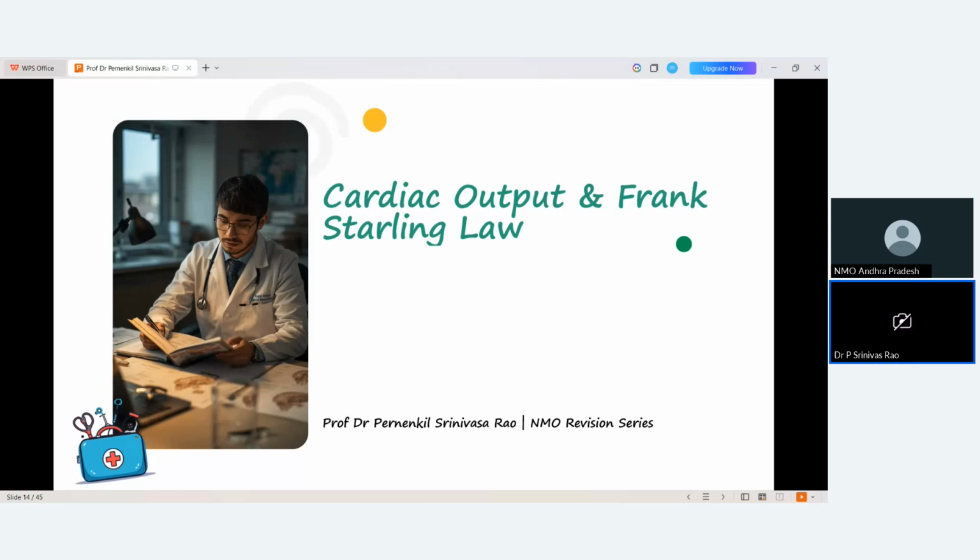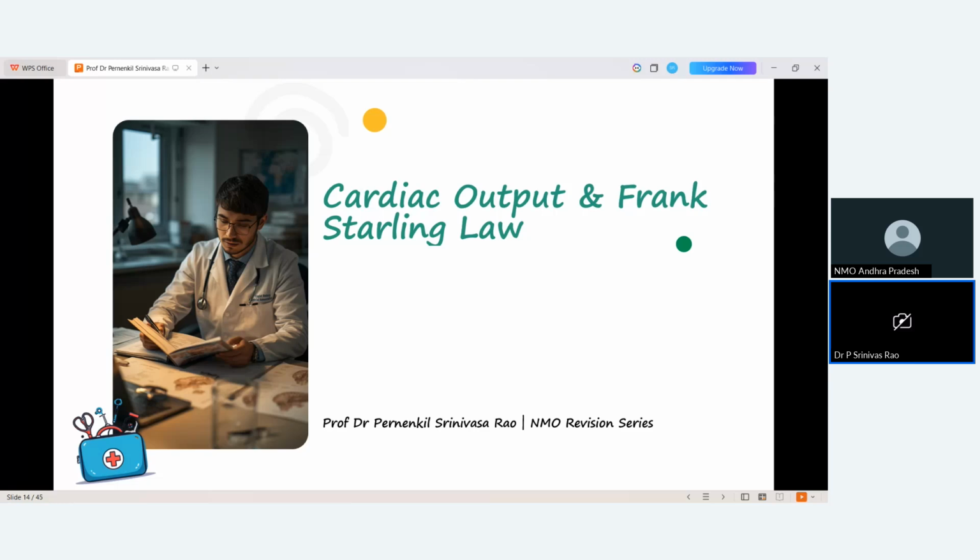So now we come to another essay question. And Frank-Starling law can be asked as a short note. So don't get confused with this Starling and that Starling. Understood? That Starling was the forces which cause the fluid to go out of the blood vessel. So it can be used in filtration. It also can be used for formation of edema.